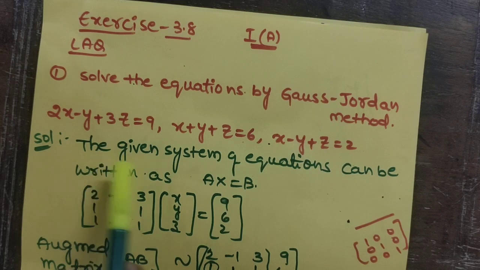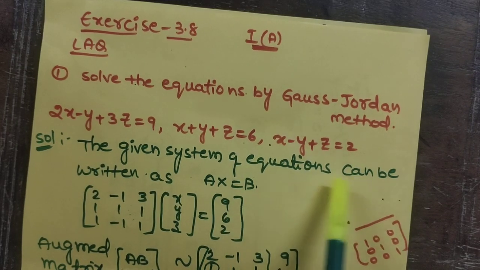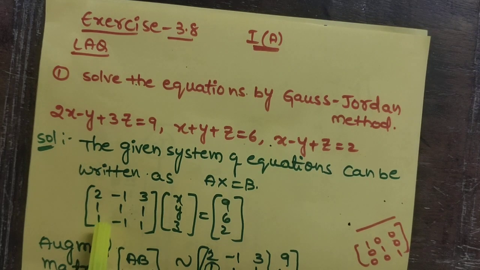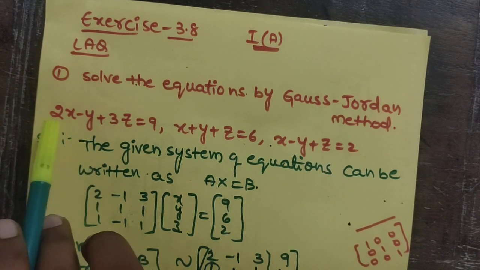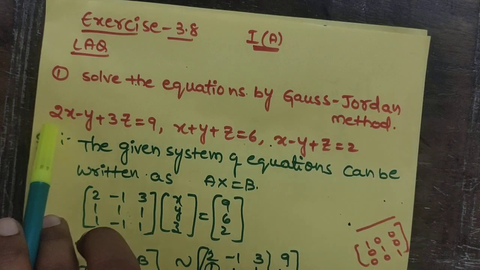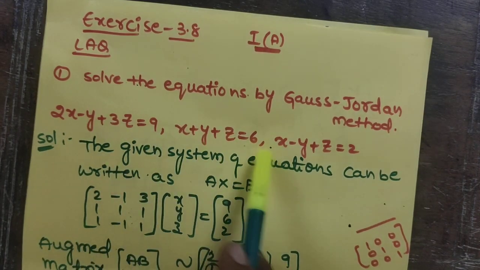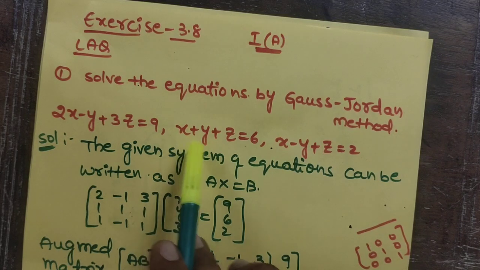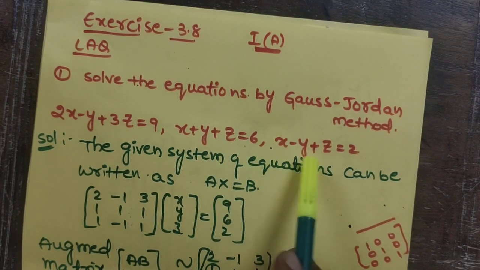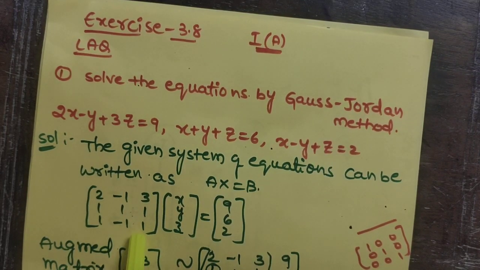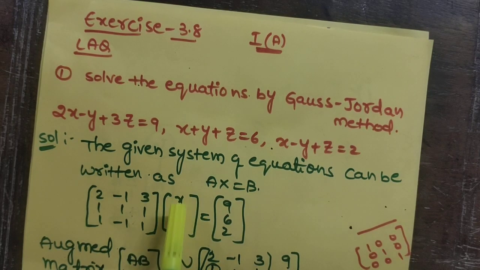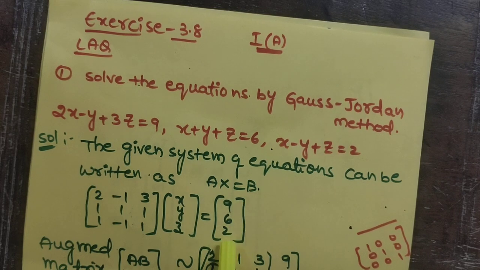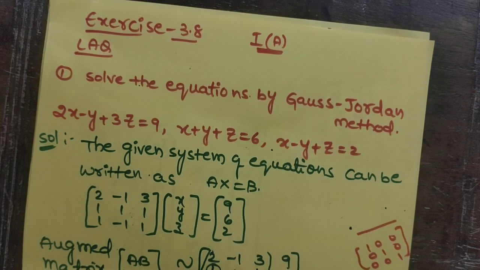Solution: the given system of equations can be written as AX is equal to B. This is nothing but the A matrix. A is the coefficient matrix of x, y, z in the given system of linear equations. 2, minus 1, 3, 1, 1, 1 and 1, minus 1, 1 we are writing in this matrix. And the variable matrix is x, y, z. The constant matrix is 9, 6, 2, which we represent with B.